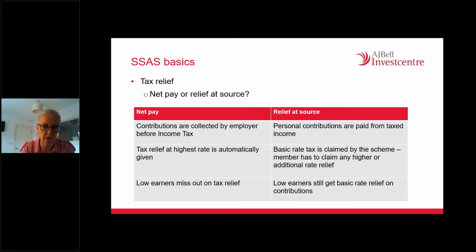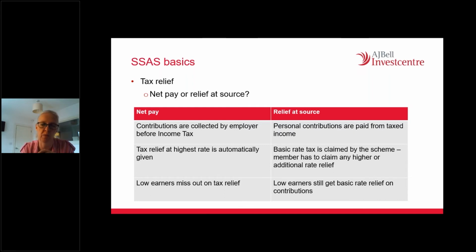However, it is of course possible still to have personal contributions into a SSAS. And there's 2 ways of doing that in terms of getting tax relief. You have either net pay or relief at source. So relief at source is what personal pensions operate on. They don't have a choice because net pay is only available under occupational schemes. So your SIPP, as you'll know, is operating at relief at source.